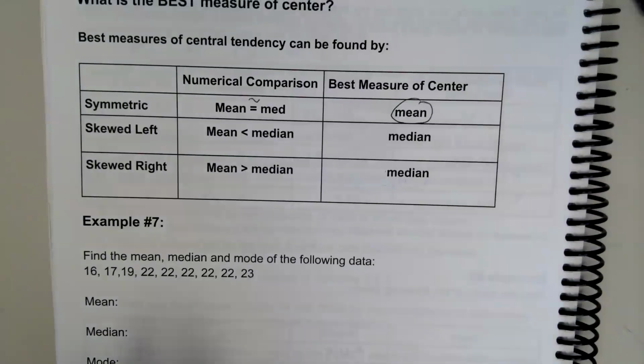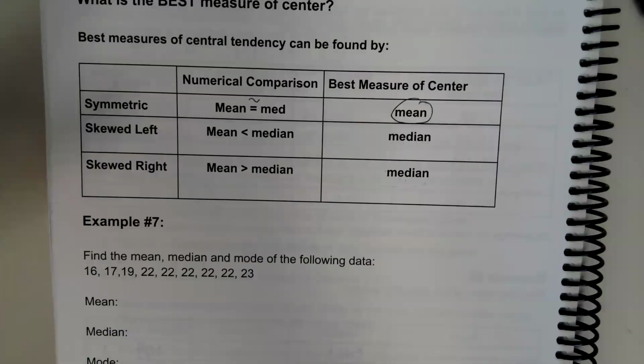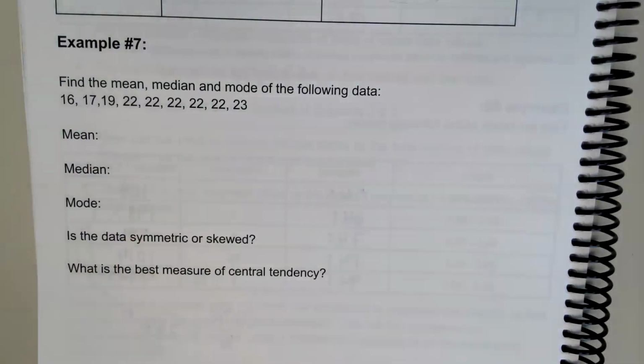So let's look at an example here. Example 7, I don't have a context. I just have some data for you to look at. I want you to find the mean, median, and mode and come back, and then we're going to decide if the data is symmetric or skewed and what is the best measure of central tendency. So go ahead and pause the video and make your decision.